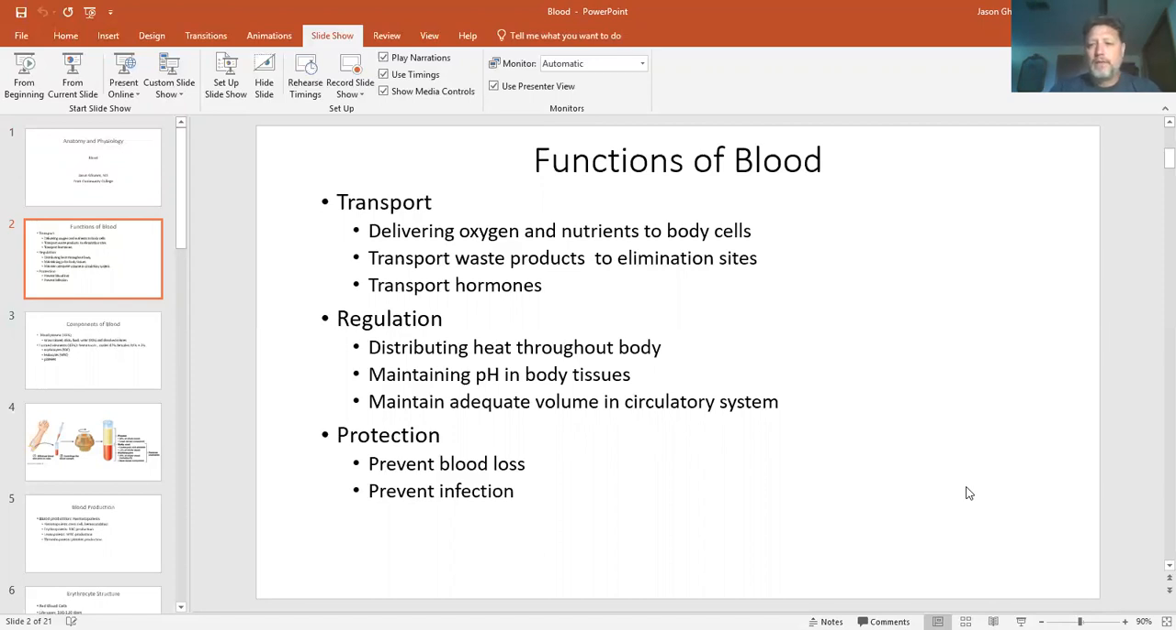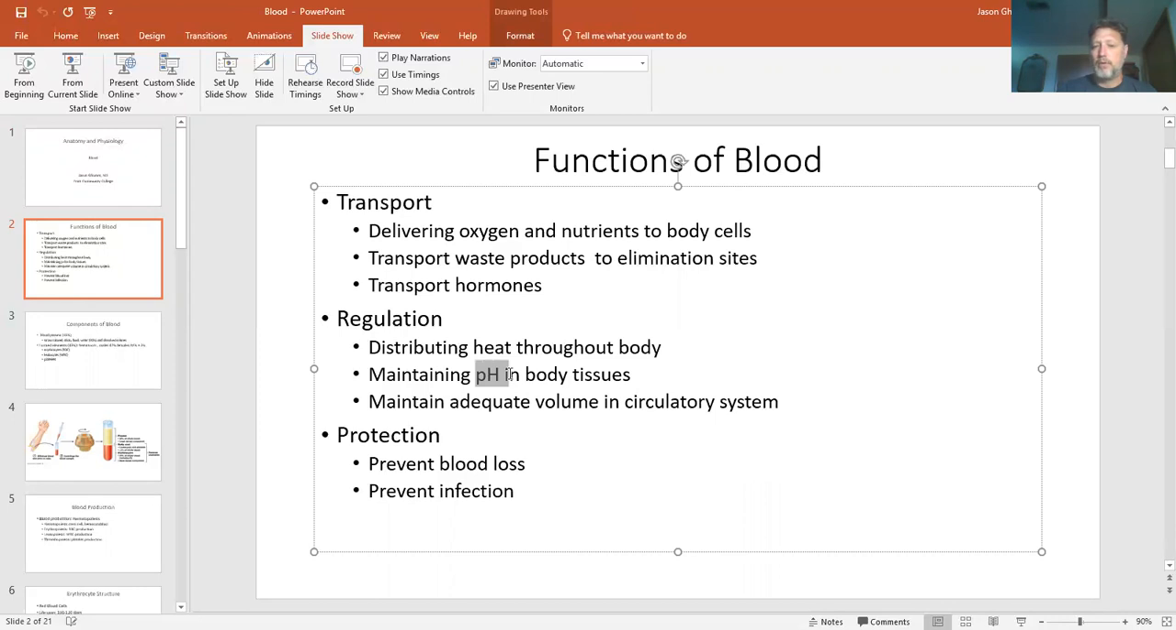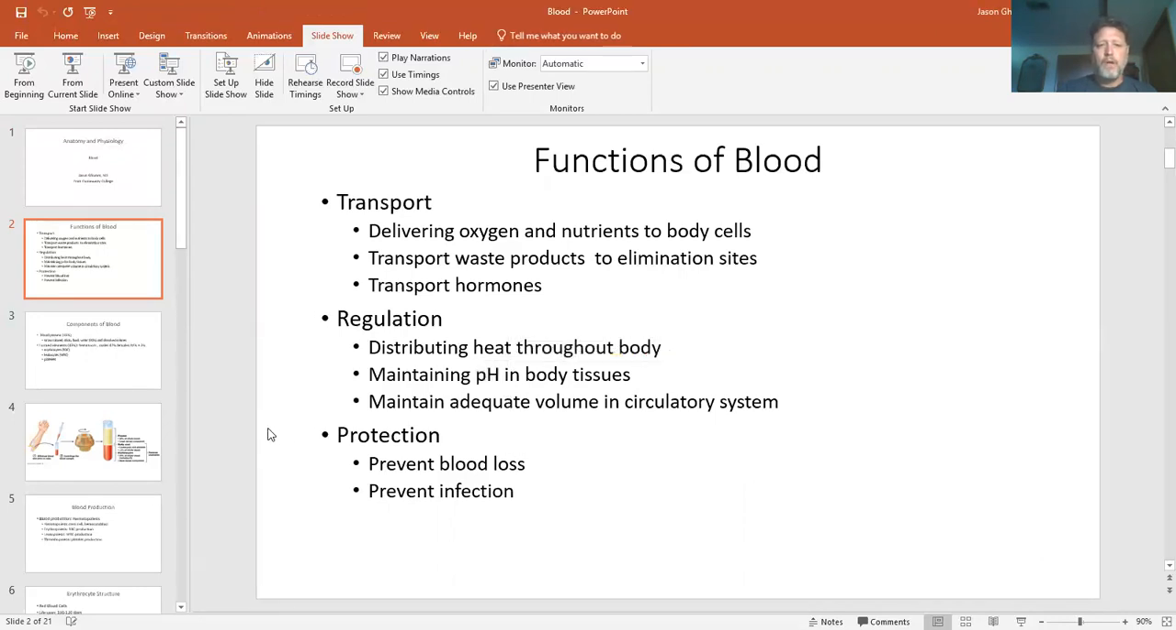Our blood contains carbon dioxide, which is what's going to affect our pH. And pH is very important. And then the organs that work in the circulatory system help maintain the volume. All right, they can squeeze down or expand so that we have the same approximate volume. They have some mechanisms to prevent blood loss and prevent infections, and we'll get to those as we go.